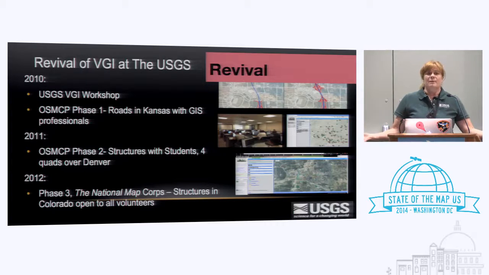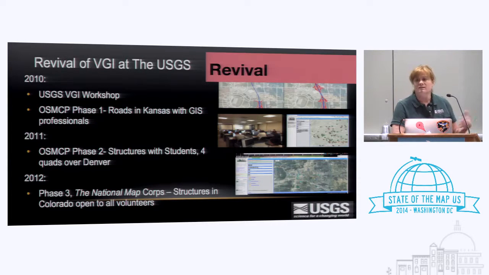And then OpenStreetMap happened, and the success of OpenStreetMap was well known. We took another look, and that was the revival of VGI at the USGS. In 2010, we had a workshop and a pilot project collecting roads in Kansas. We started with GIS professionals as our volunteers. It was transportation data, and as you know, it's a lot more complicated than structure points. And in 2011, we had a second pilot project, and we used university students over four quadrangles in the Denver metro area.